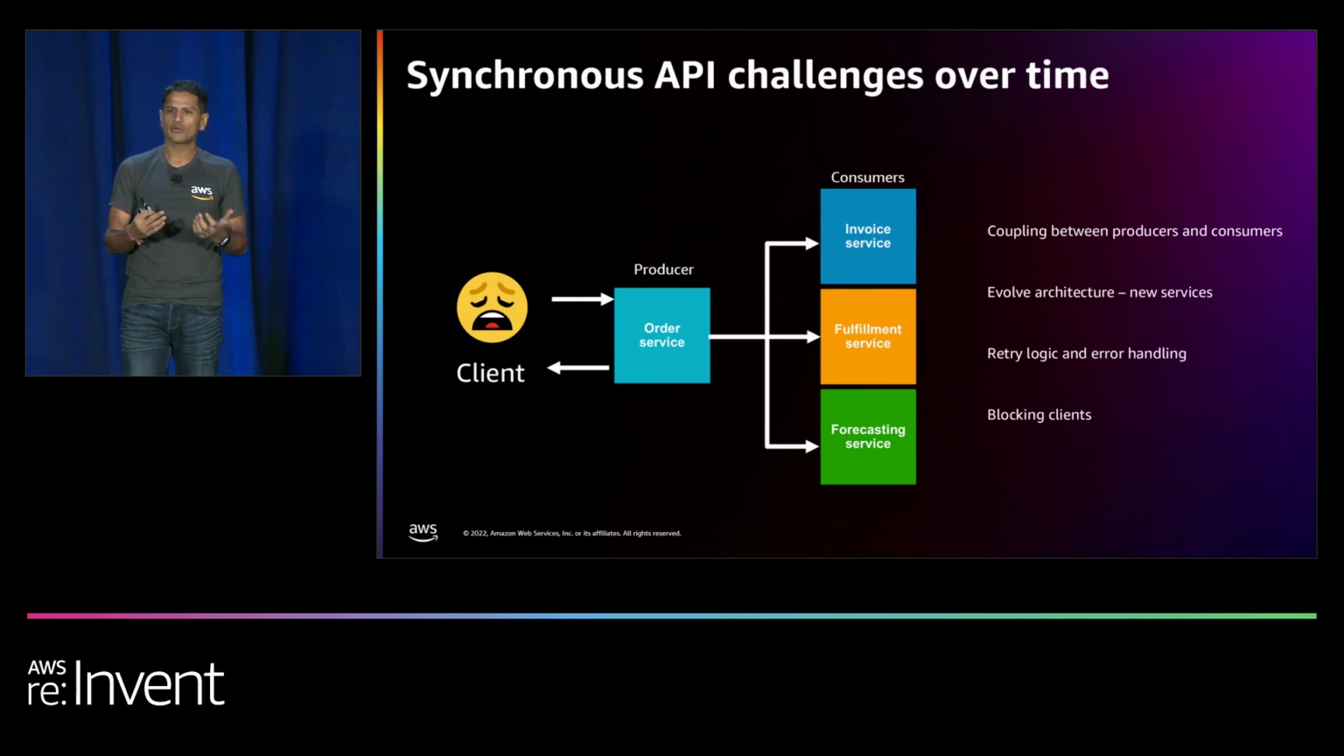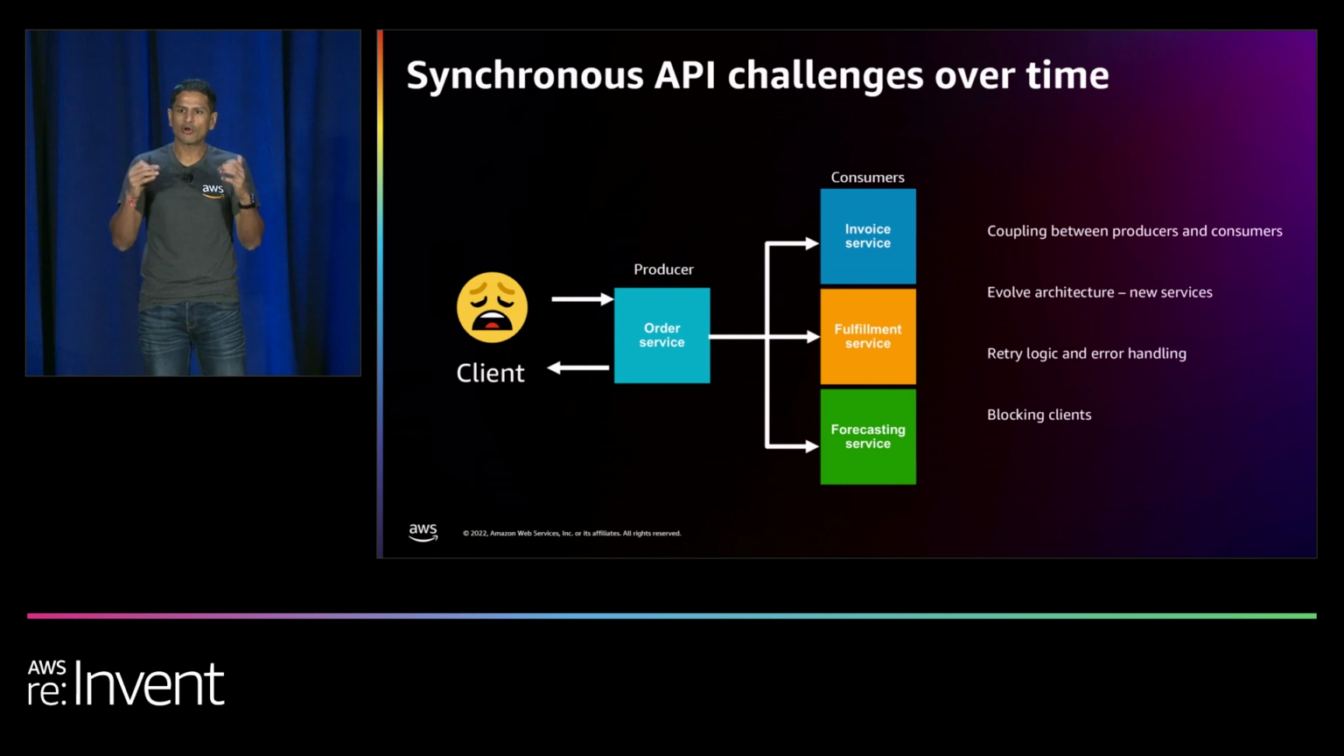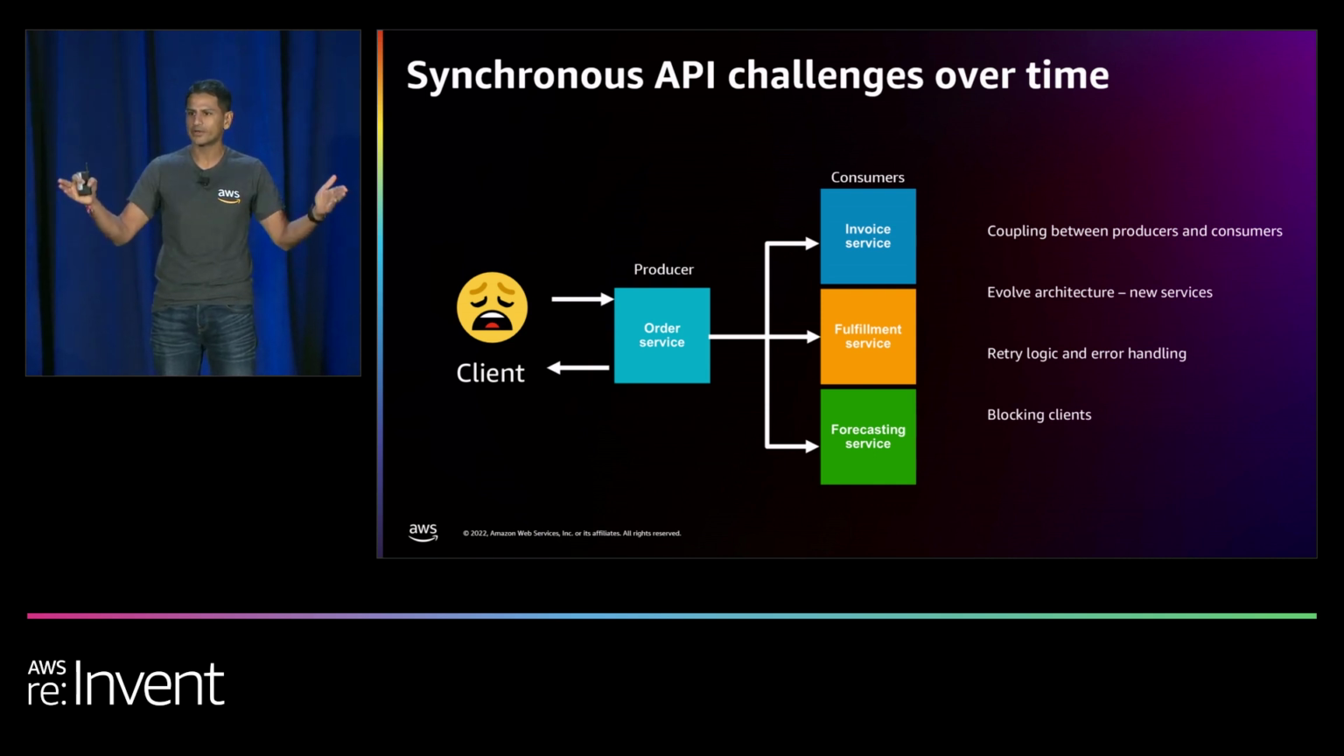Secondly, the order service is acting as a single point of failure. If the order service goes down, your entire business process is going to fail. The order service also needs to account for the retry logic and error handling. So for example, if the fulfillment service returns an error response back, the order service needs to look at the error, build that logic to retry, and the retry logic would be staggered based on the quality of service agreements between the fulfillment and the order service.